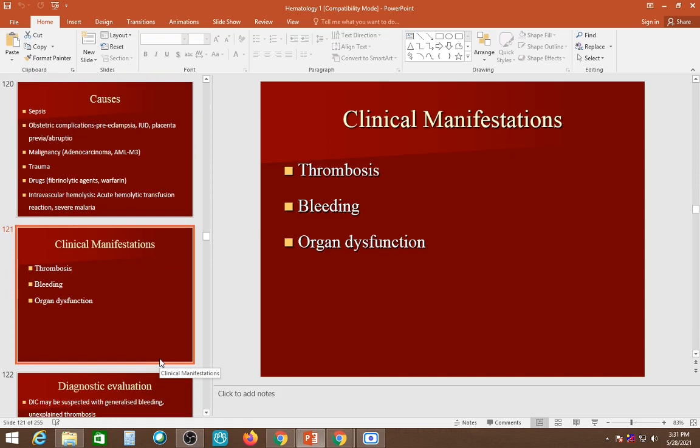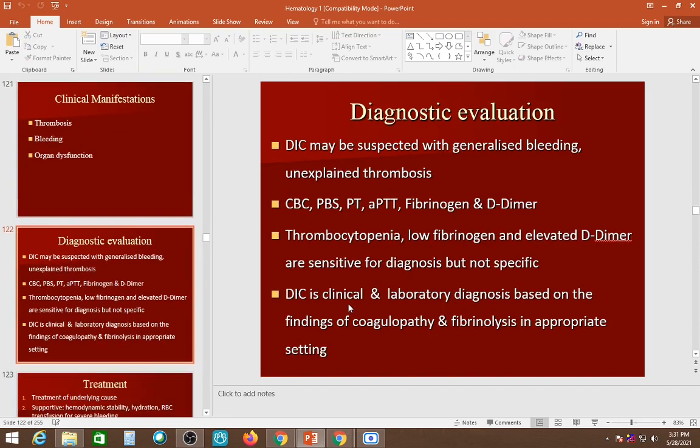How will a patient of DIC present to you? They'll come with thrombosis, they'll come with bleeding and organ dysfunction. Okay? These are the three triad that DIC will present to you. So how to do the diagnostic evaluation? How to suspect that this patient will be having DIC? So DIC may be suspected in a patient who comes to you with generalized bleeding and unexplained thrombosis. So whenever you get a patient of unexplained thrombosis with generalized bleeding, you have to suspect DIC.